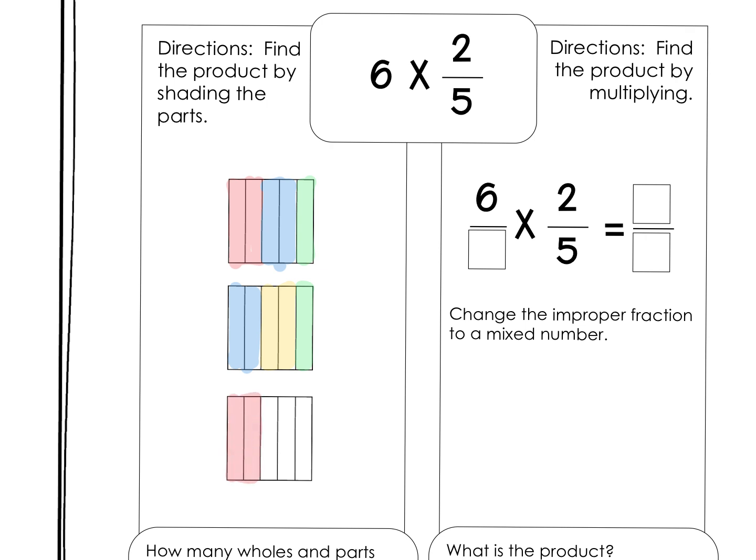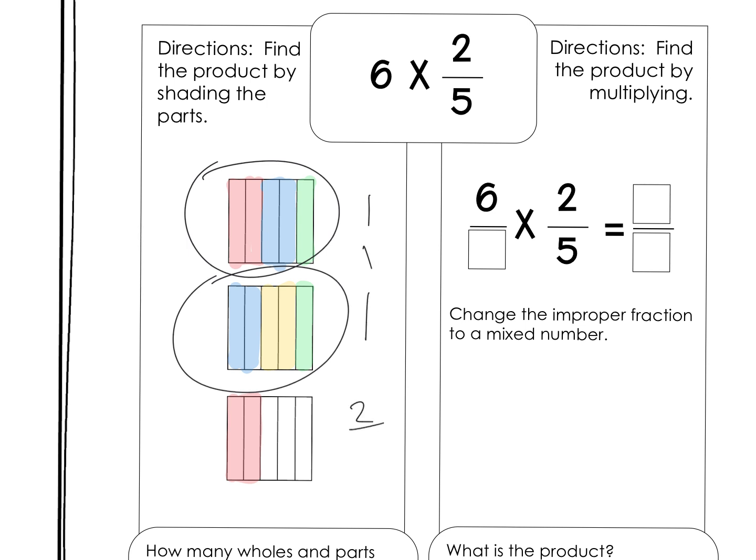So I can see now that I have 1 whole plus another 1 whole plus 2/5. So 1 plus 1 is how much? And then I have 2/5 left over. Could you not just do 3 at a time? Yeah, you can. I just like to show that these make up a whole. Like I have a whole here and a whole here.